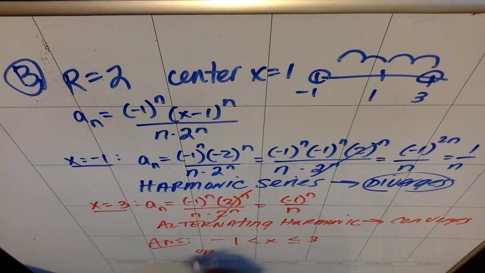Or if you write it the way I prefer, because I'm a huge fan of parenthetical notation, a parenthesis at -1, comma, 3 with a bracket. Just make sure your brackets look really brackety and your parentheses look definitely like parentheses. You don't want to make any mistake there.